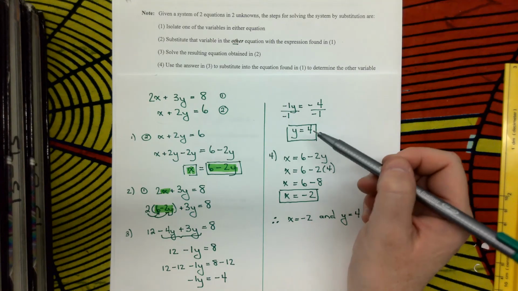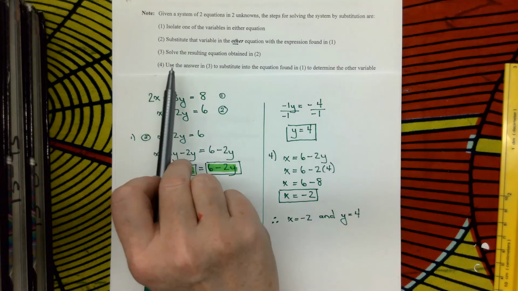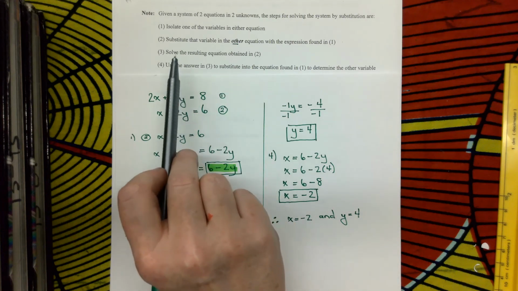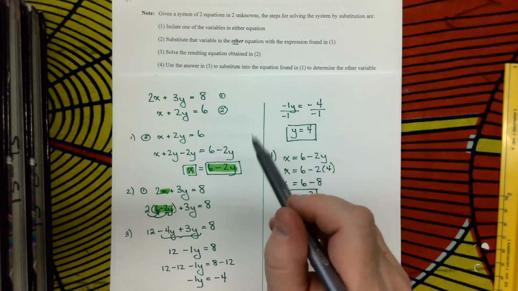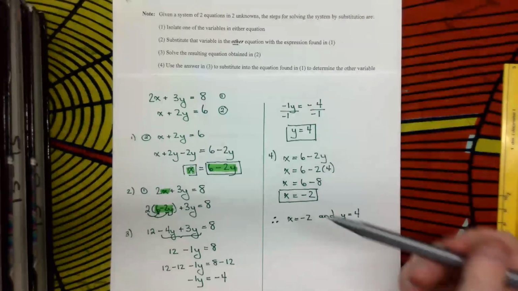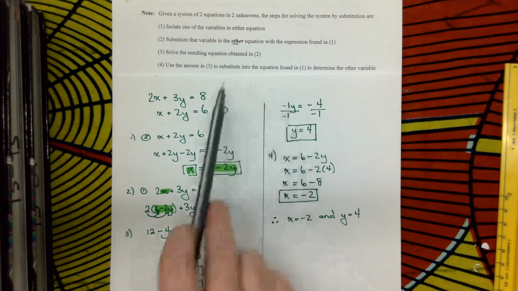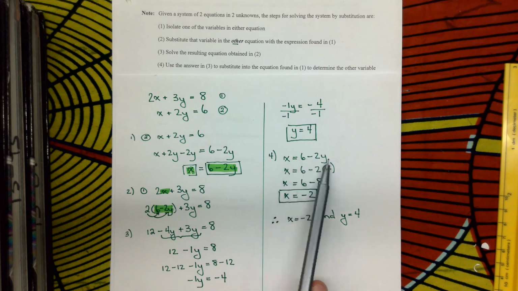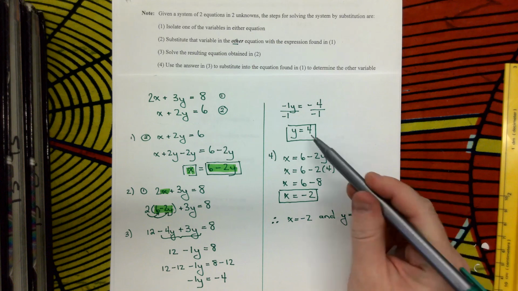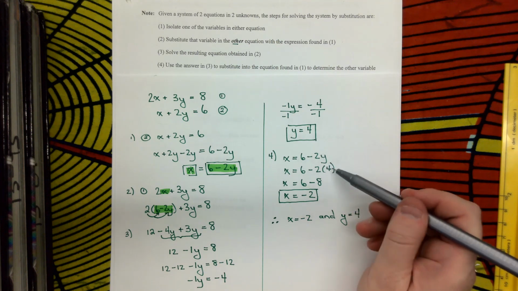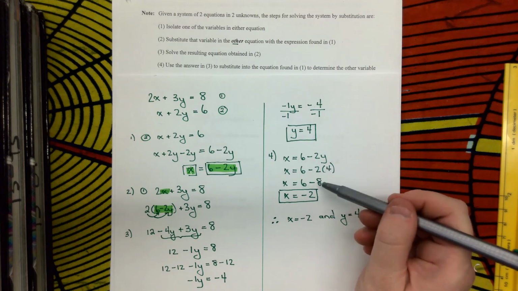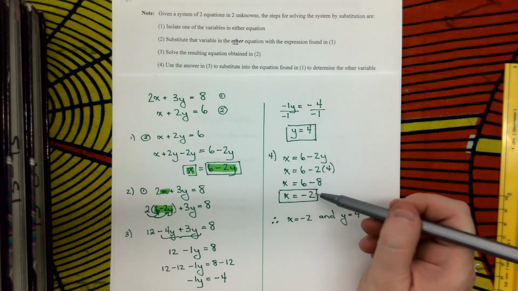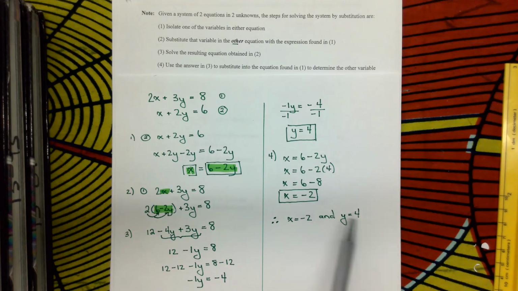So I'm almost there. Now I need to go back to step 4 and use what I got in step 3 and substitute it back in to find the other value of the variable. So I went back to this original step 1. I grabbed the equation, x equals 6 minus 2y. And now I know that y is 4. So wherever y is, I'm going to substitute 4. And now I just do the math. So negative 2 times 4 is negative 8. And 6 minus 8 is negative 2. And then I have my answer, x equals negative 2 and y equals 4.